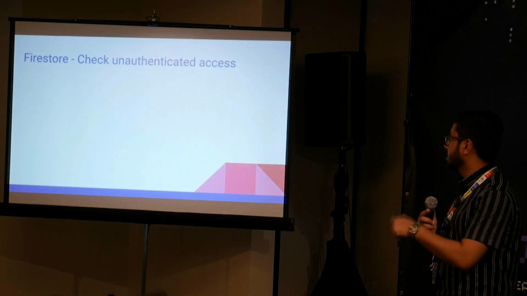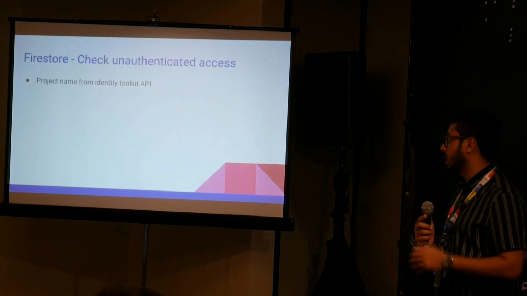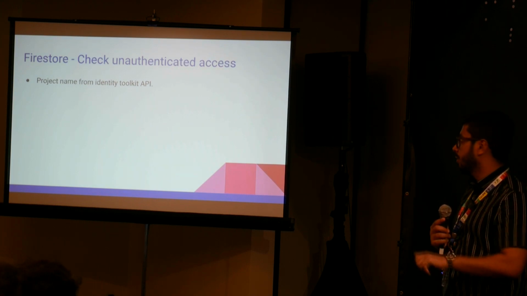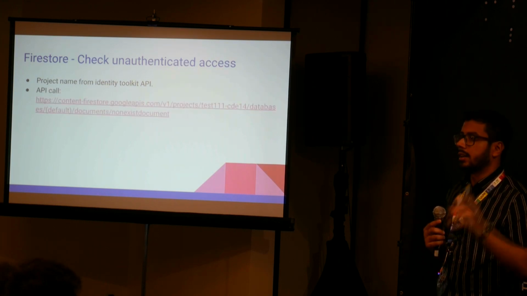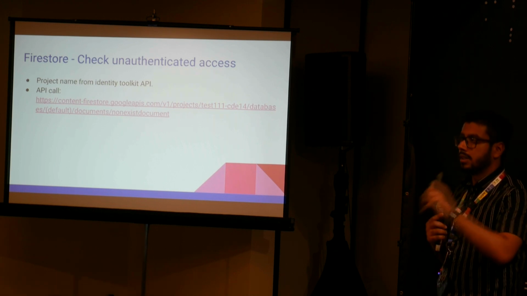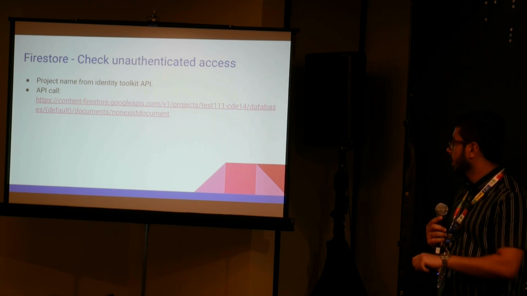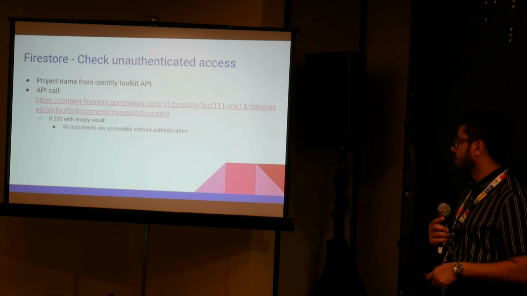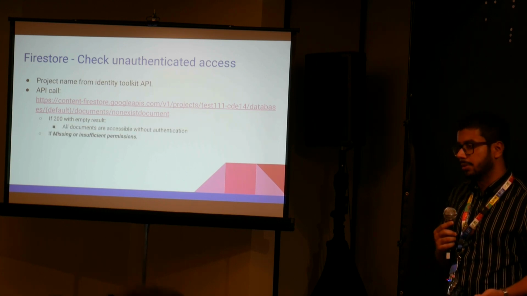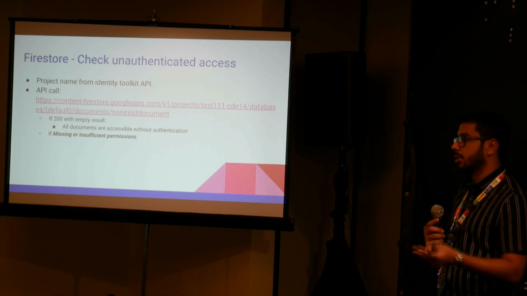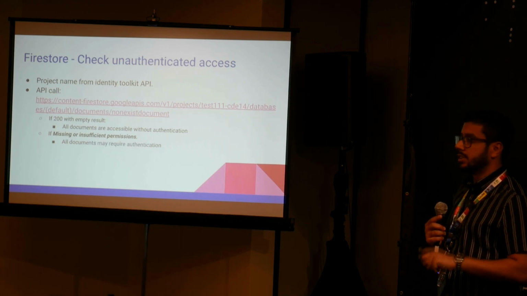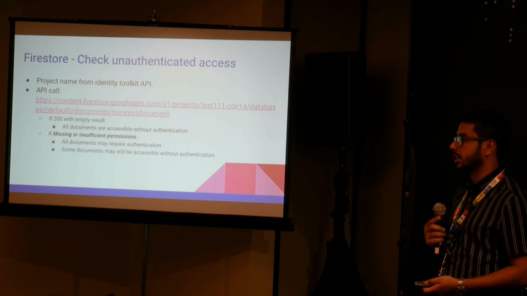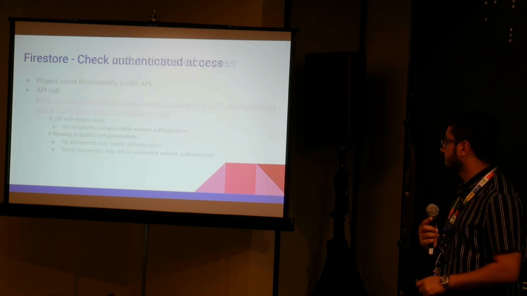The first check again is with the unauthenticated access. So now we're going to pass in the project name we pulled from Identity Toolkit and then later on reference it in the API call to say, let's hit this non-existing document. If it returns a 200 with empty result, we know it is going to be vulnerable. Versus if it returns something like a missing or insufficient permissions, now we need to explore further because there could be 2 cases where all documents may require authentication or some may require brute force and we just need to pass in different collection names and see what happens.